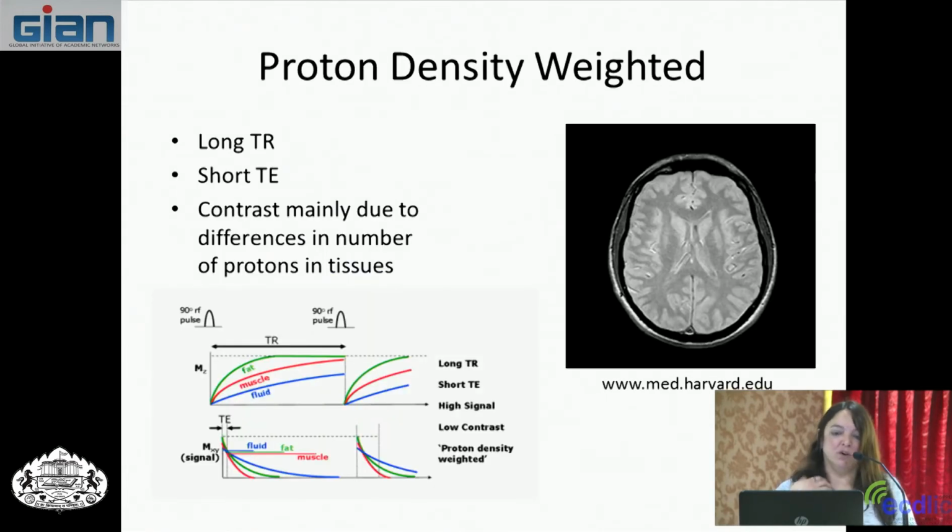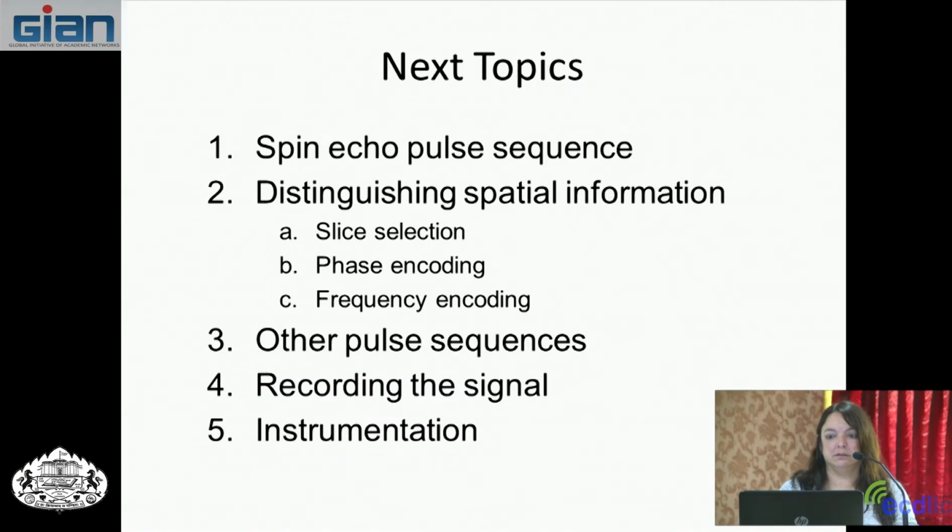Okay, there's also something called a proton density weighted image, which you would do with a longer TR and a shorter TE. I'm not going to explain too much about this, but the contrast in this case is mainly due to the differences in the number of protons in the tissue rather than the difference in the relaxation and the dephasing properties. Okay, does anybody have any questions about that before we go on to our next topics? I know we went through that pretty quickly.